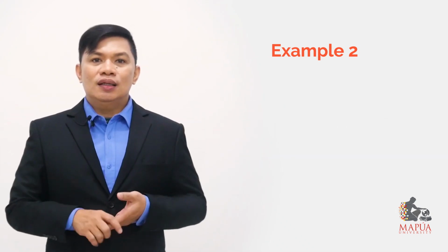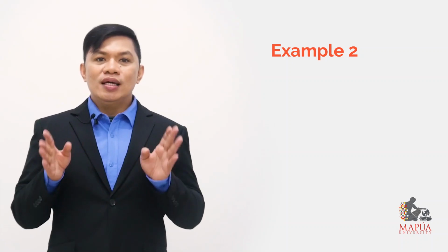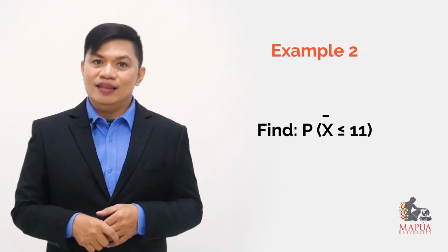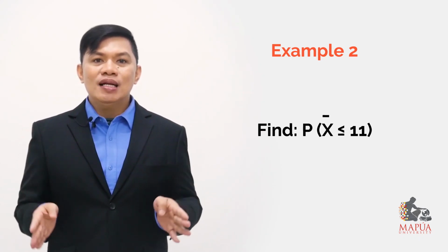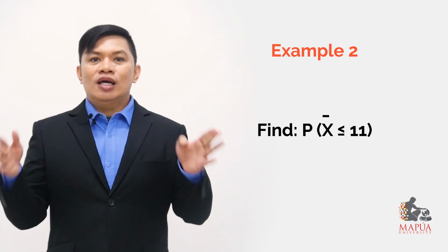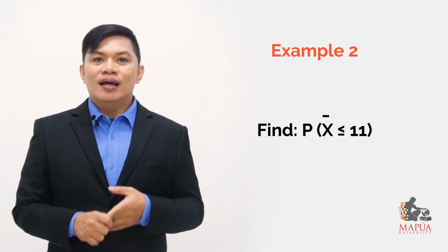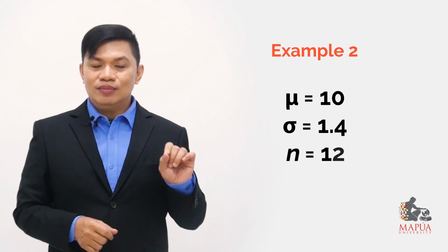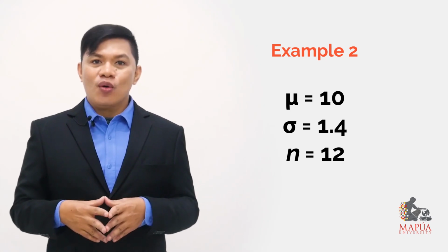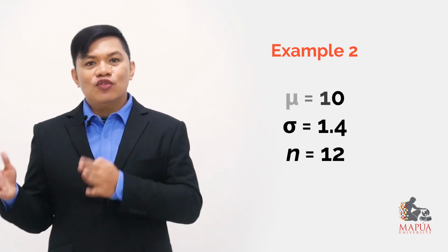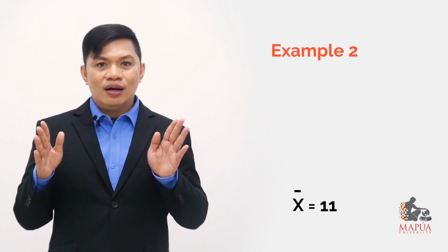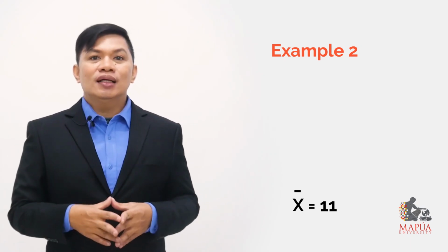So in the symbolism, we are actually looking at the probability of x bar that is less than or equal to 11. Again, we are looking at the probability that x bar is less than or equal to 11. Now for the given, it was already mentioned in the problem that mu is equal to 10 ml, and sigma, or the standard deviation, is 1.4 ml. So we can transform x bar, the x bar is 11, okay? We want x bar equal to 11 to be transformed into the z score.